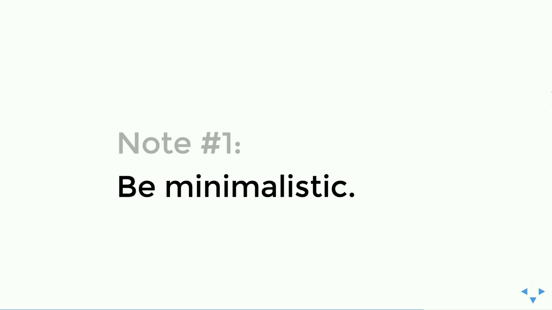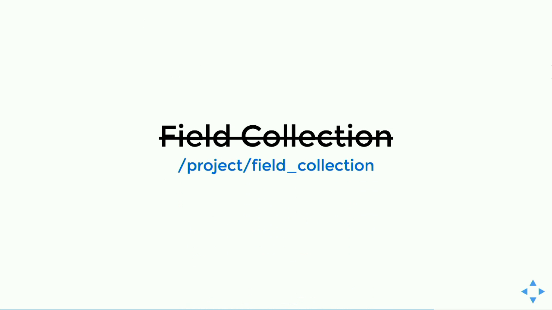Finally, I would like to make some notes. I suggest you be minimalistic. What does it mean? It means that we can try to build our websites without using the Field Collection module, because entities and entity references built into core offer almost the same functionality. You can just define a new entity type if you want using ECK, and then you can embed it inside any other entity using the inline entity form, for example. So this module is just a duplicate.